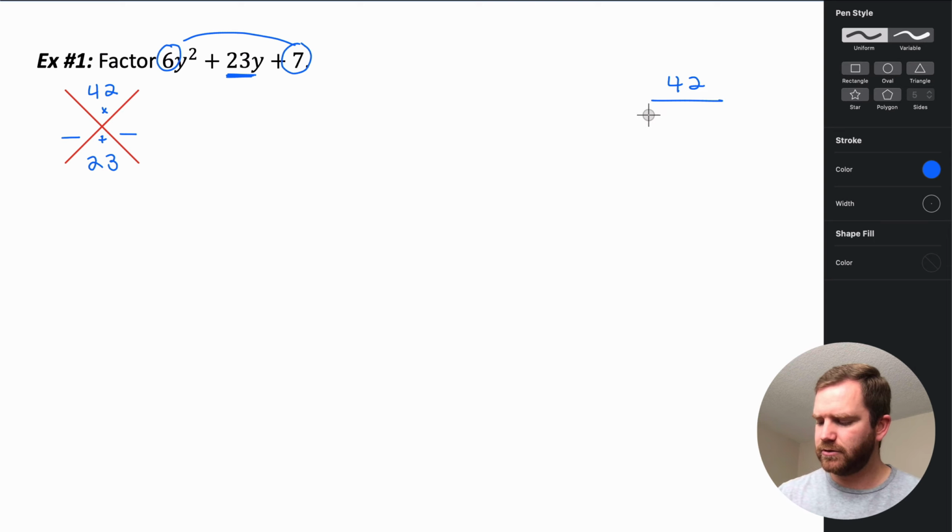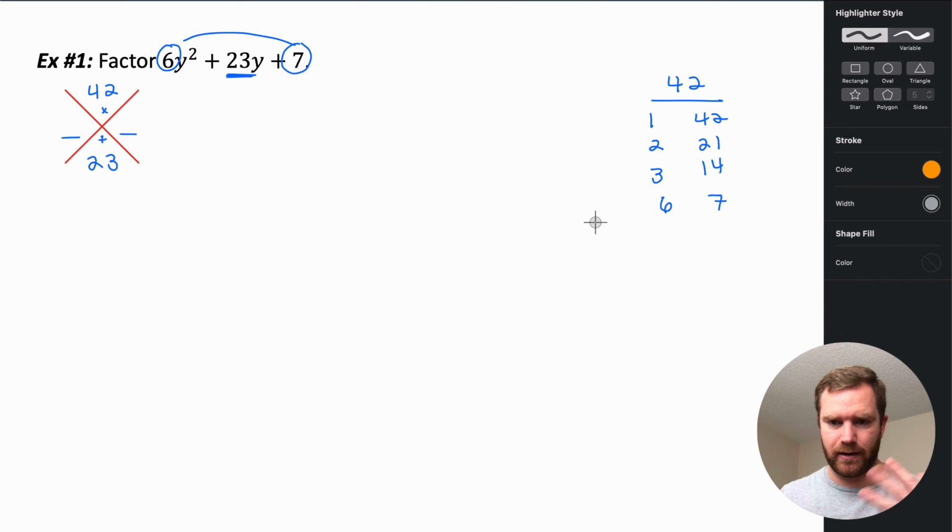So the factors of 42 are 1 and 42. 42 is divisible by 2. It's 2 and 21. 3 goes into 42. How many times? What is that? 14. Does 4 go into 42? No, not evenly. Does 5? No, it doesn't end in 0. 6 does. 6 and 7. And then if I said 7, we'd basically be going backwards, right? Because then we end up going back through the same process. So those are all of the factors of 42.